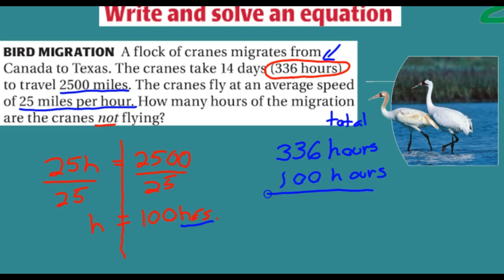So what we're going to do then is subtract to see how much time they spent not flying. So 6 minus 0, well that's 6. 3 minus 0, that's 3. And 3 minus 1, that's 2. So it took them 100 hours if they were just flying, but they spent 236 hours not flying.